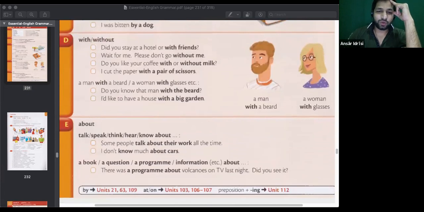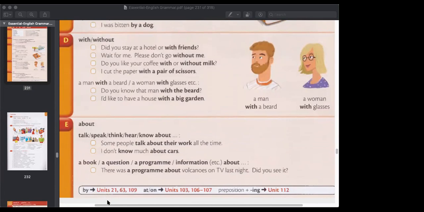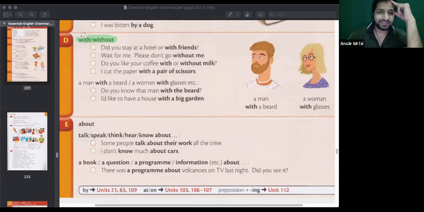Okay, next one is with and without. Very easy. Now, when do we use with, and when do we use without? With means साथ में, and without means बिना साथ के. Pay attention now: with and without, there is a little difference.